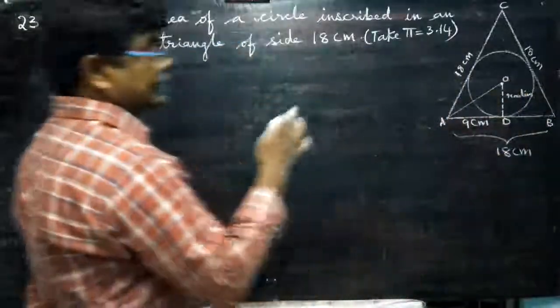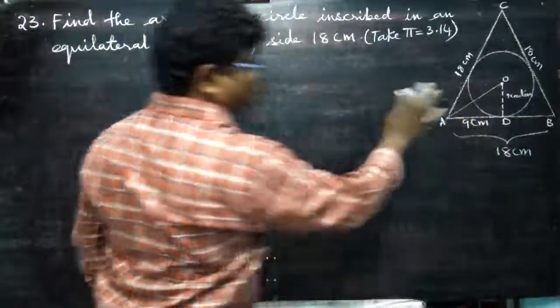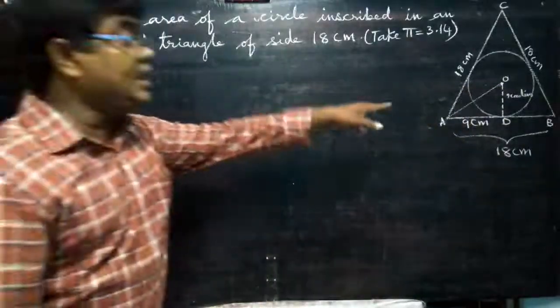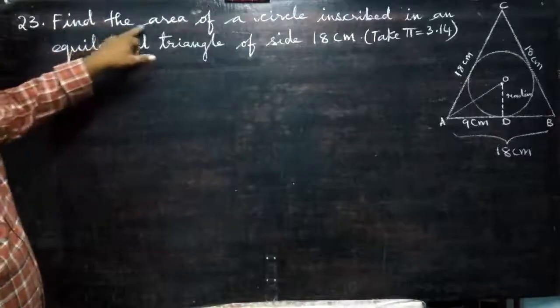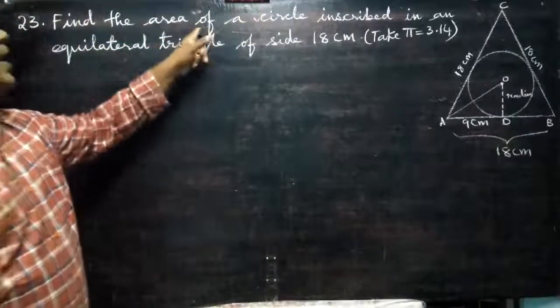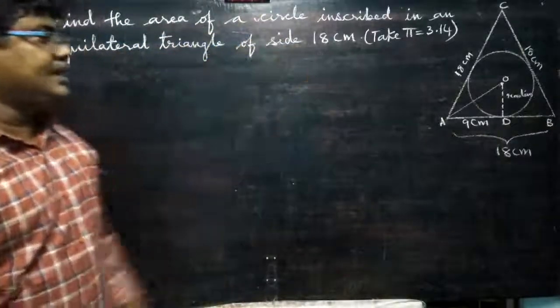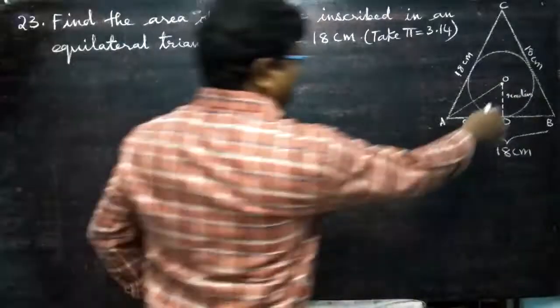Before, in circumscribing, OA was the radius. Now OA is not the radius, OD is the radius. Here also they are asking to find the area of a circle. To find the area of a circle, we compulsorily need the radius. So we have to find OD.